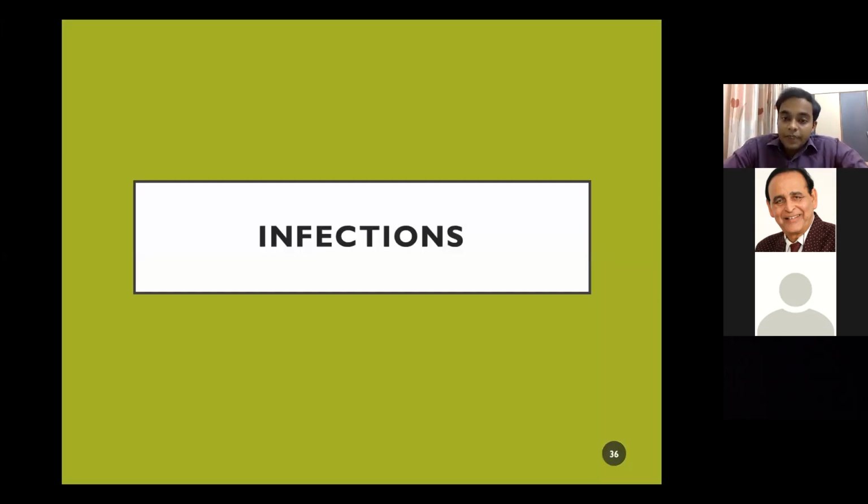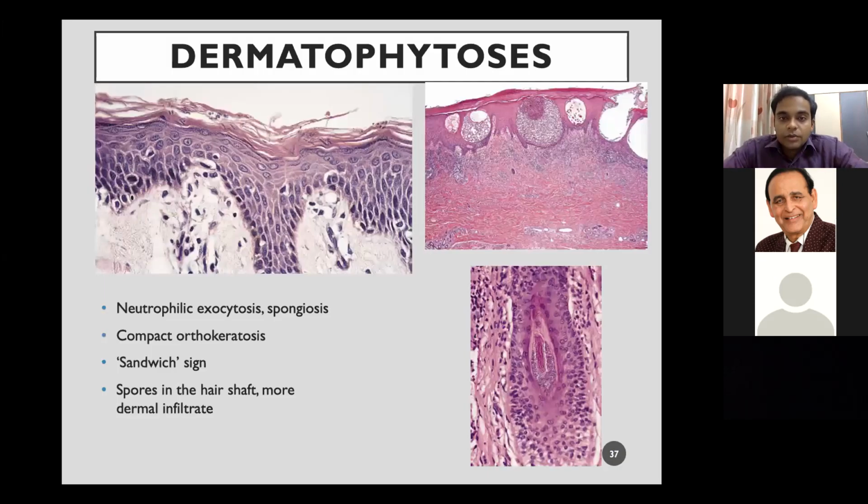So some of the infections can also be very challenging to diagnose. So dermatophytosis, we don't do biopsy, but sometimes it gets picked up as an incidental finding when we do biopsy for something else. So in those cases, it can be picked up. But if you are very sure and your KOH is negative, still you want a documentation of tinea, then you can do a biopsy.